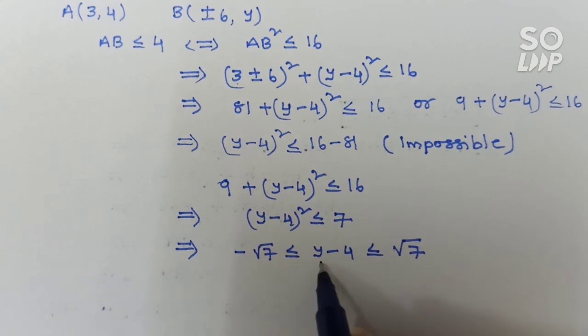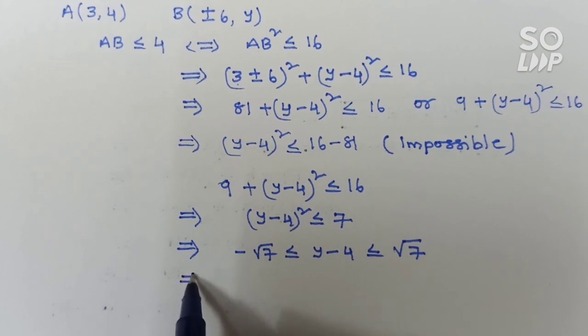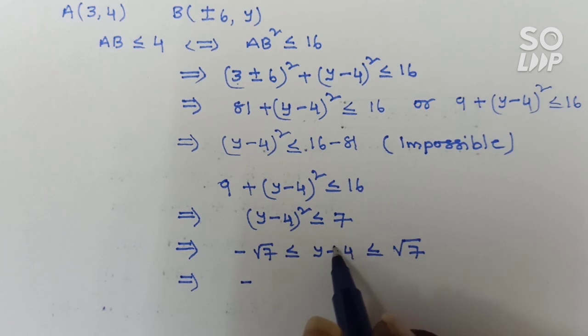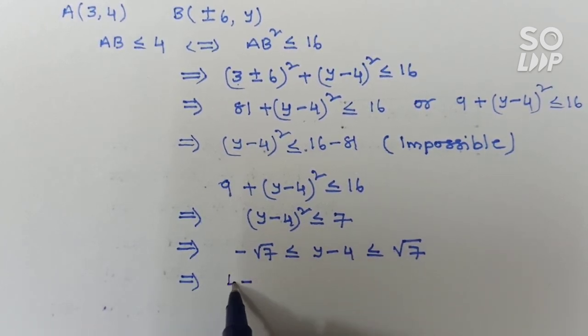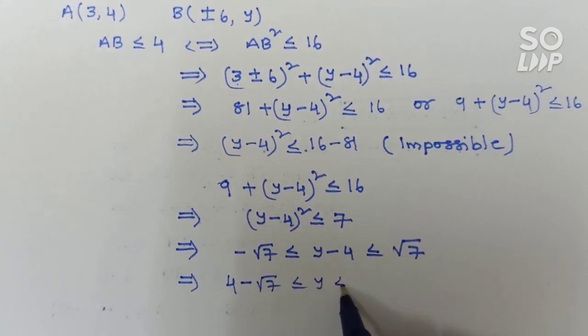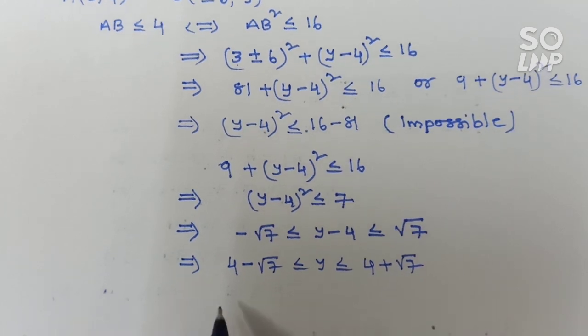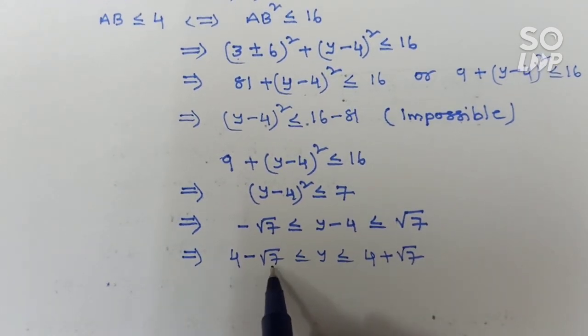But we have to find the y value. What is the number of integers of y? That implies, here minus 4 is there. To eliminate minus 4, add 4. So 4 minus root 7 is less than or equal to y, which is less than or equal to 4 plus root 7.